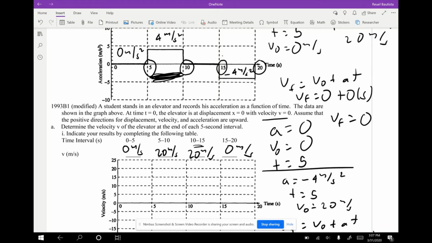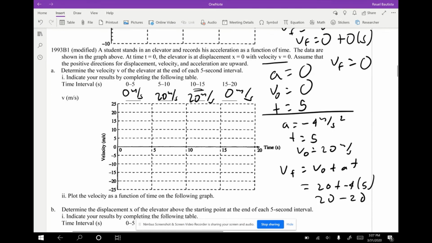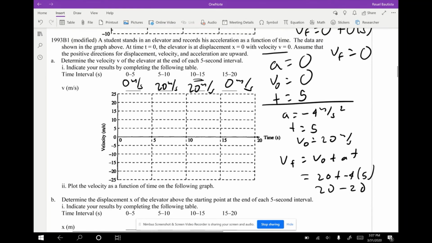Now, how will my graph look like? This is a velocity versus time graph, right? How will my line look like from 5 to 10 seconds? What kind of line will I be drawing here? Yes, it's going to be a linear line, because there's a constant acceleration. The acceleration is constant during 5 to 10 seconds. It's constant because it's a straight line. The acceleration doesn't change during the 5 to 10 seconds. So we're going to have a straight velocity versus time graph.